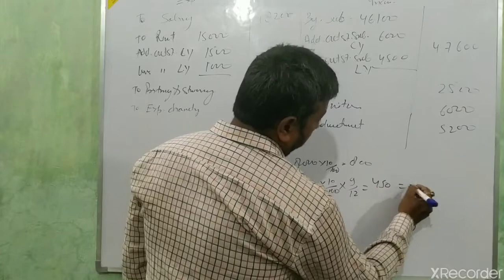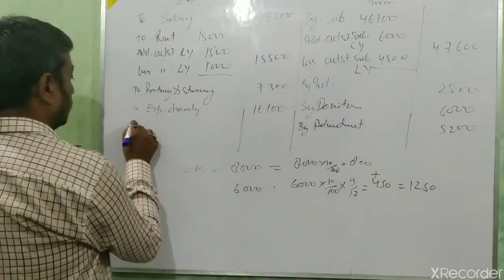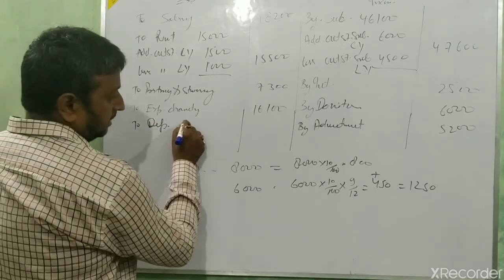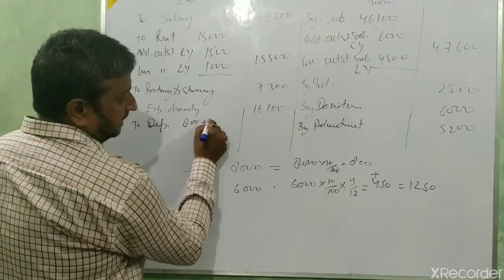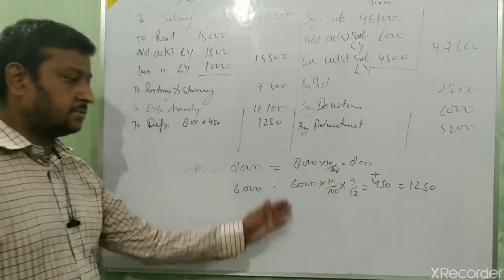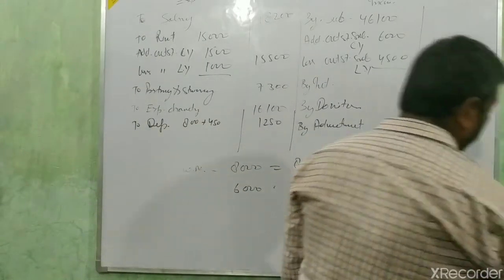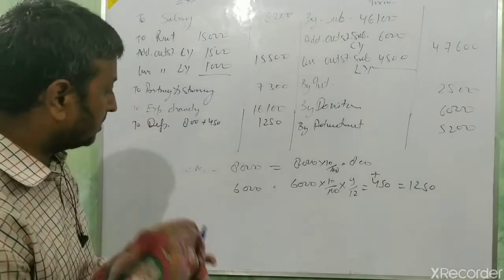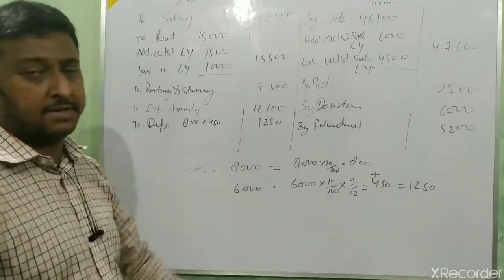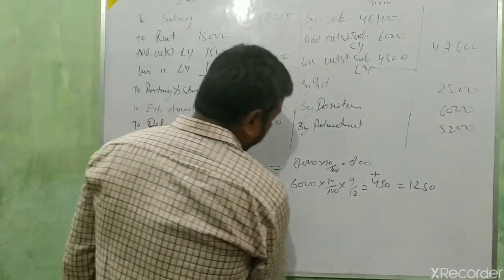450. Total depreciation, add both: 800 plus 450, 1250. Okay beta, this way we are going to calculate depreciation, because you have two assets, one outside and the second furniture inside. So we are taking the first furniture 8,000 at 10%, and then the second.